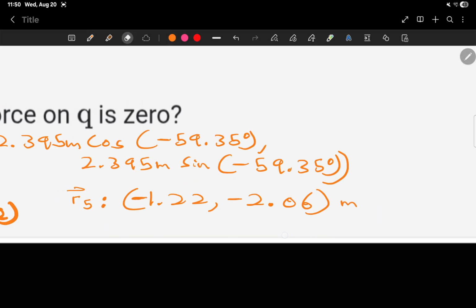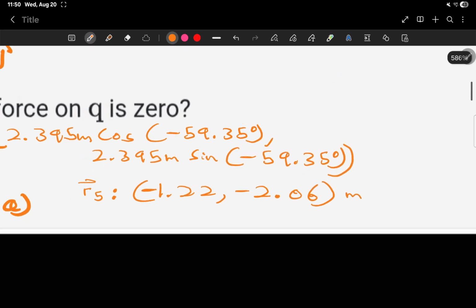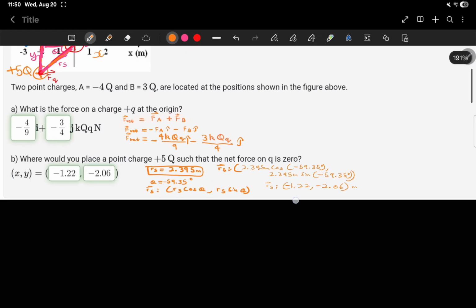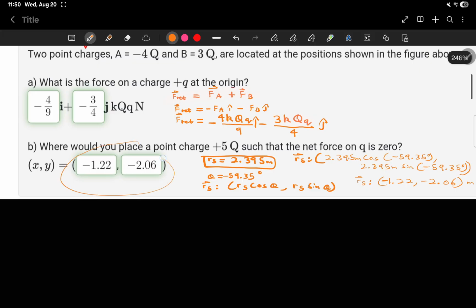So again, if you're solving the same question but with different values, if you follow the steps that I did, you'll get the right answer. But just keep in mind, don't forget a negative sign for the x here. So yeah, we get negative 1.22 and negative 2.06.